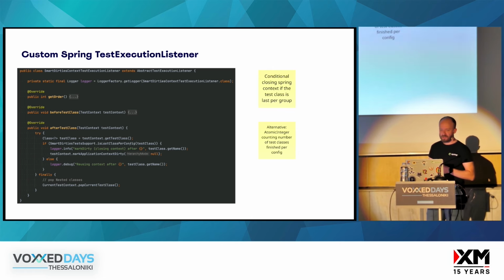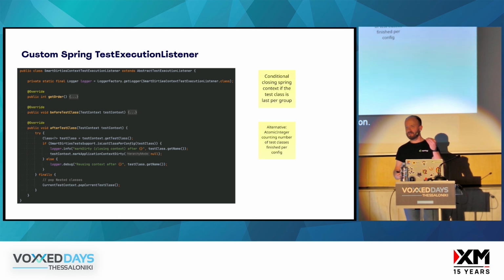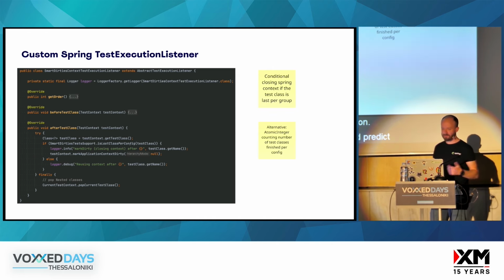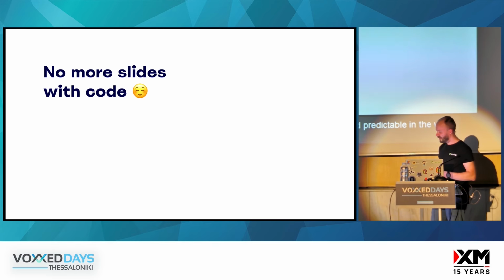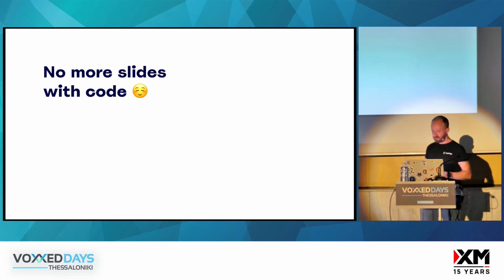And the second part is how we can eagerly close the context of the test. We need to implement our custom test execution listener, which has trivial logic: if the current test class is the last for this configuration, close the context. Because the test class ordering is known and predictable in the very beginning. So that's briefly it. And no more slides with code.